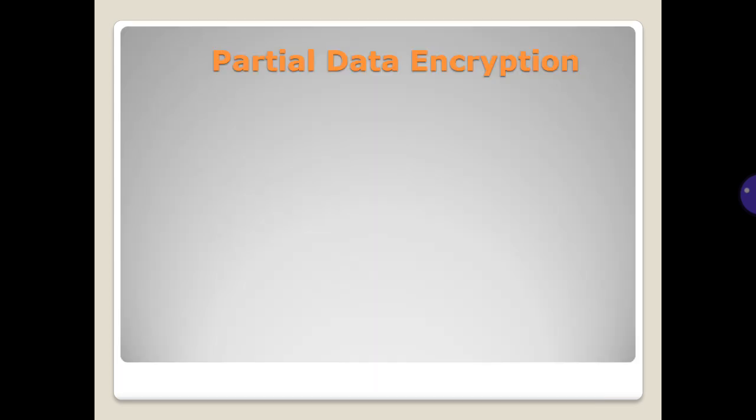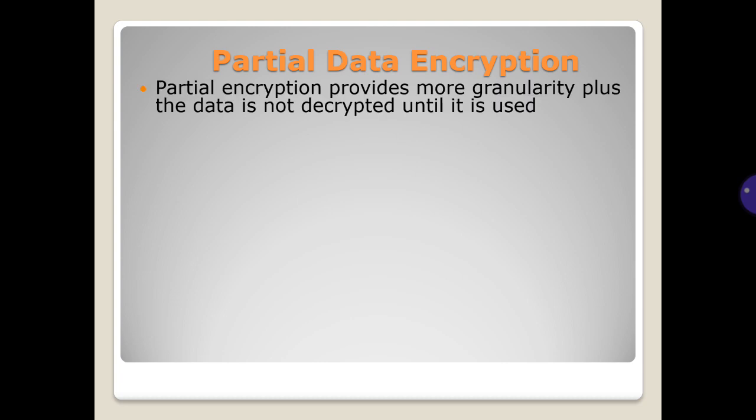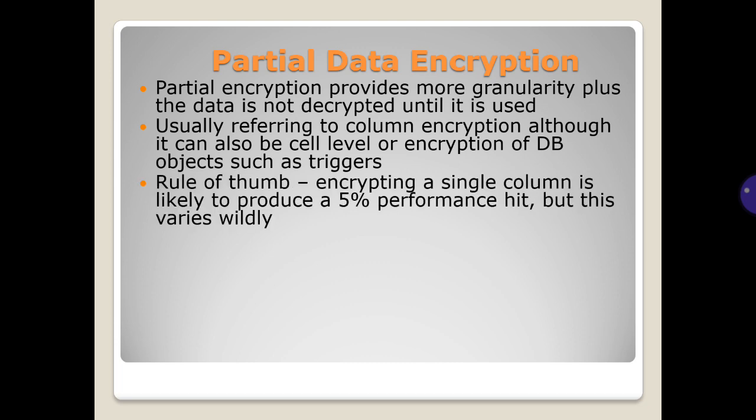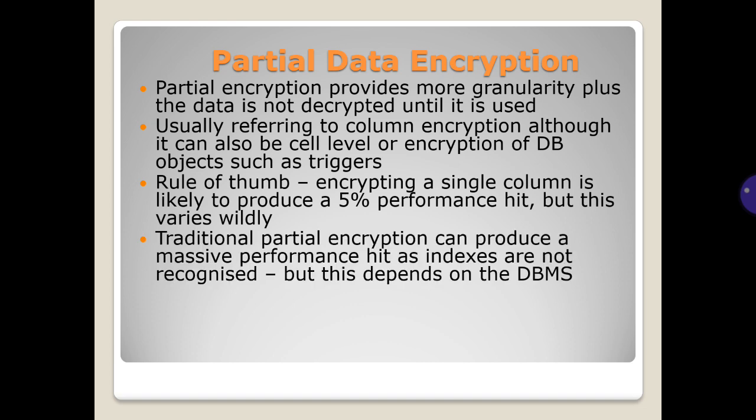And partial data encryption. Partial encryption provides more granularity, plus the data is not decrypted until it is used. Usually referring to column encryption, it can also be cell level or encryption of DB objects such as triggers. Rule of thumb, encrypting a single column is likely to produce a 5% performance hit, but this varies widely.